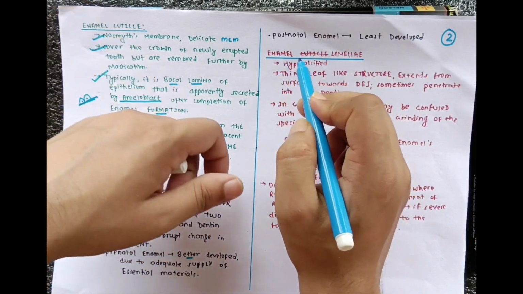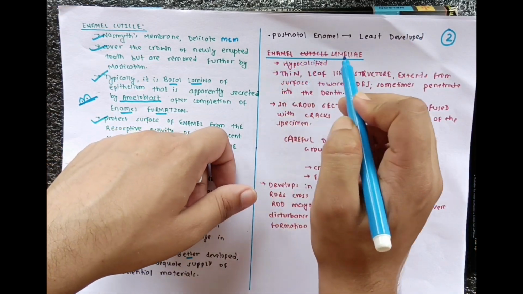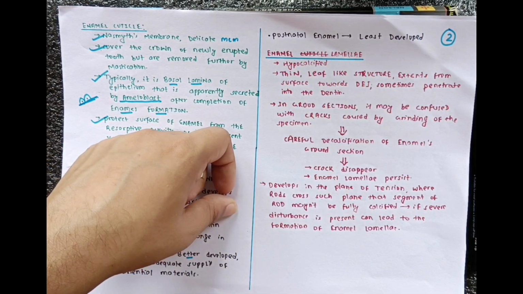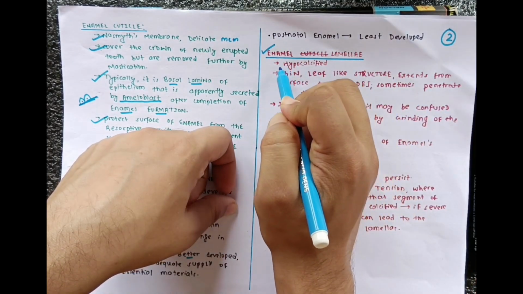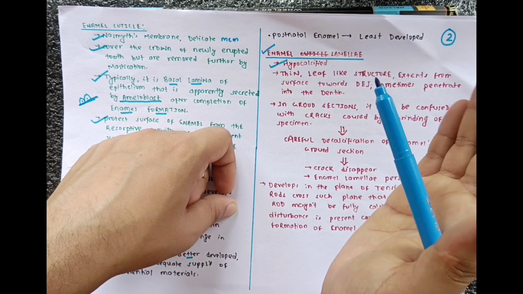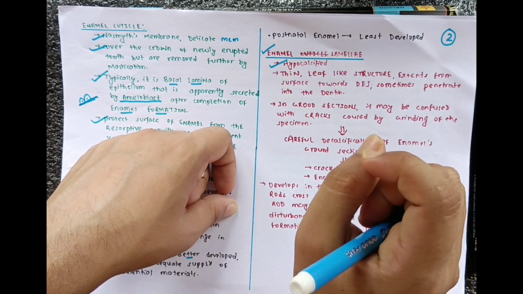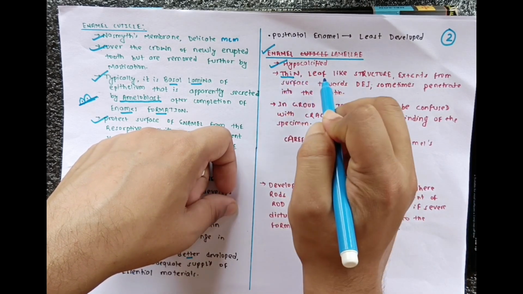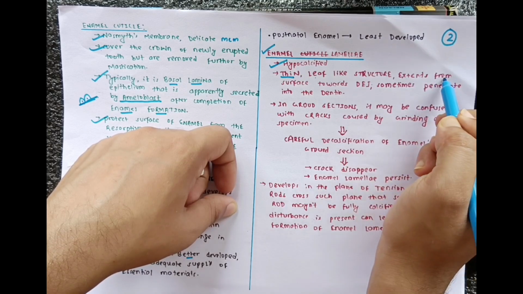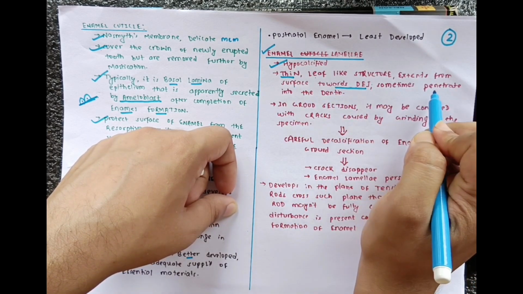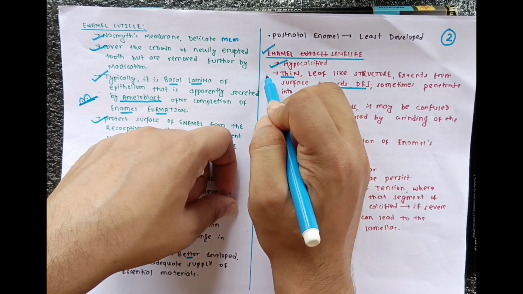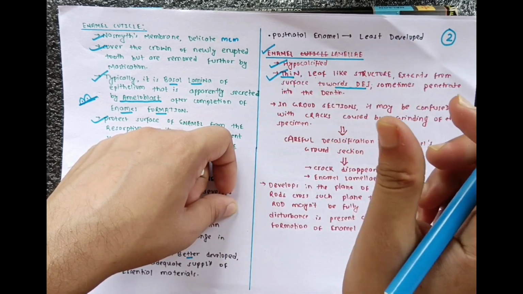After that, as we can see here, I have written about the enamel lamellae, and enamel lamellae is one of the most important topics of this chapter. It is a hypocalcified structure. They are thin leaf-like structures that extend from the surface towards the dentino-enamel junction, and sometimes penetrate into the dentine. This is a very important point about the enamel lamellae.